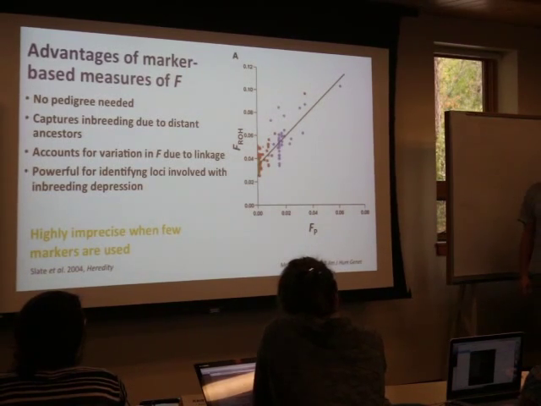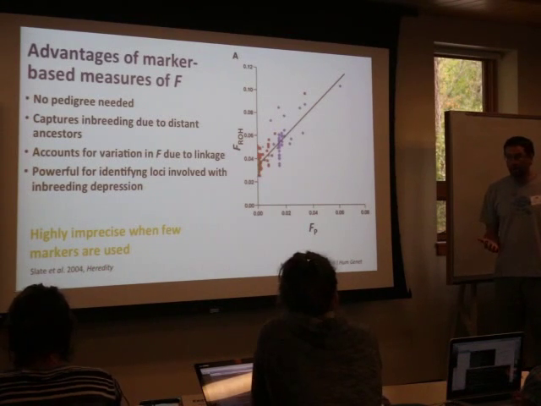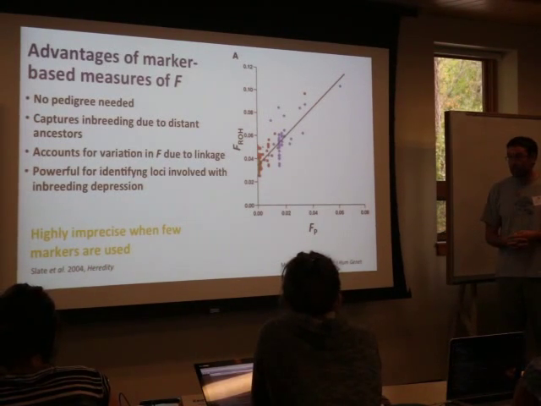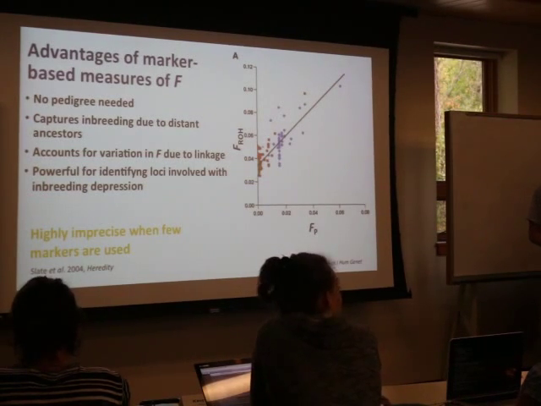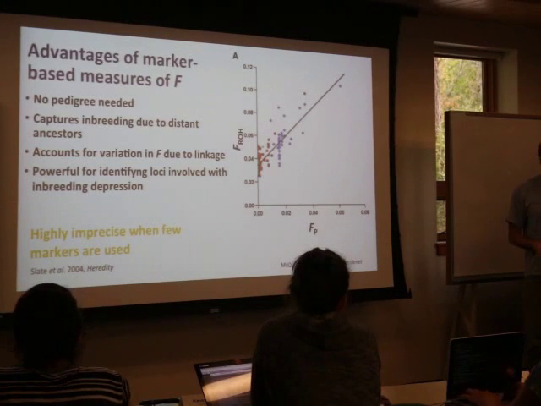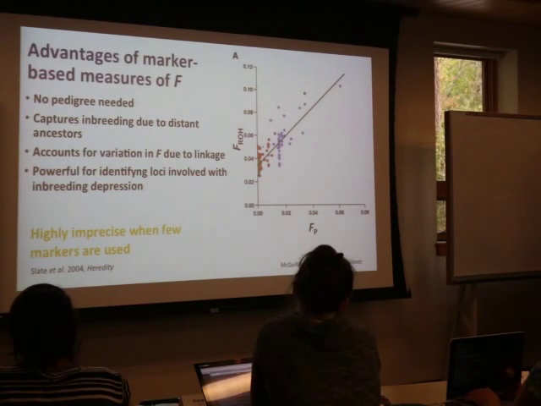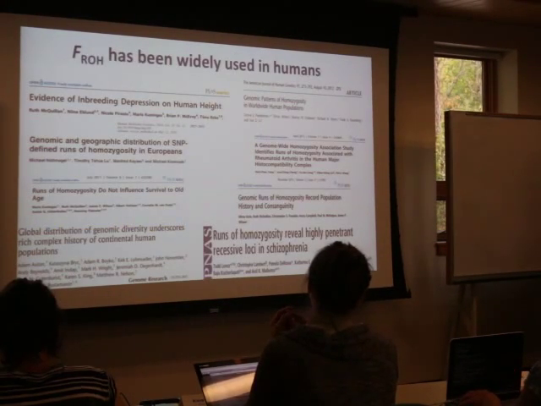So a major disadvantage in marker-based measures is that you have imprecision, sampling error, arising when you have relatively few markers used. What is relatively few markers? It varies a lot. Yeah, 100 is always relatively few. 1,000 is maybe relatively few. A few allozymes is way too few. I'll talk more about that.